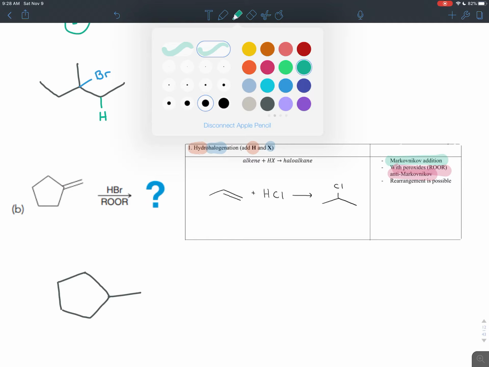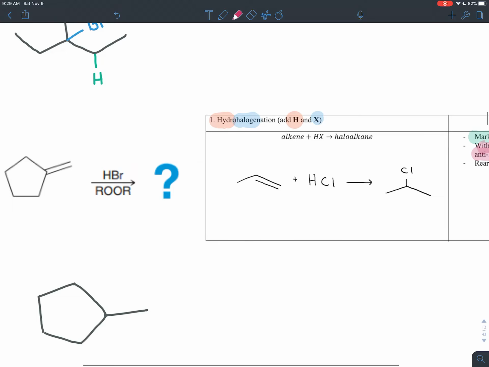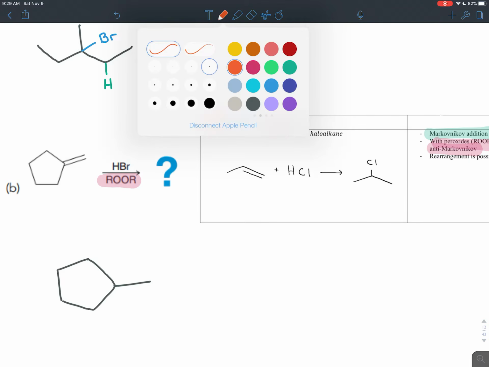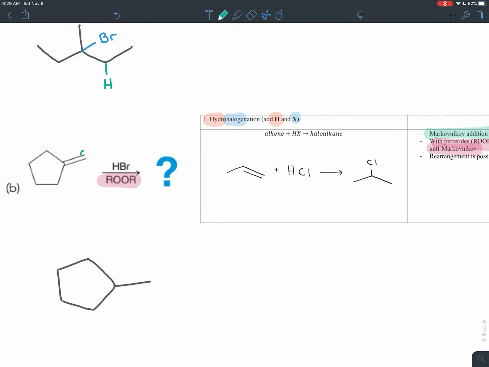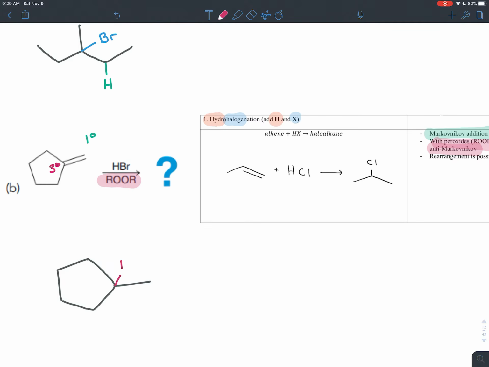Now we see an ROOR. That is a peroxide, and that's a sign that this is going to be anti-Markovnikov. If this is anti-Markovnikov, then H will go to the more substituted carbon. So we think about the two carbons in the double bond. This one on the right is only bonded to one other carbon, so that's primary. The carbon on the other side, this one, is bonded to 1, 2, 3 other carbons, so that is tertiary. So this is the more substituted carbon, and that is where the hydrogen goes in this anti-Markovnikov addition.